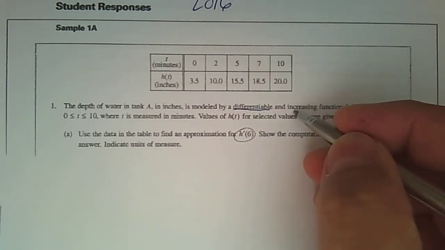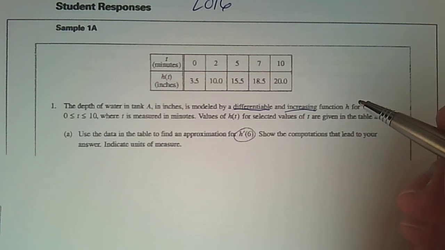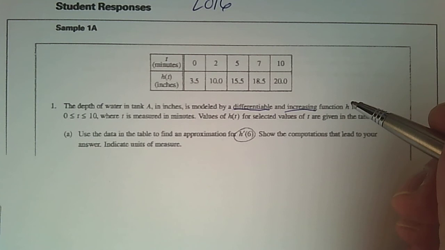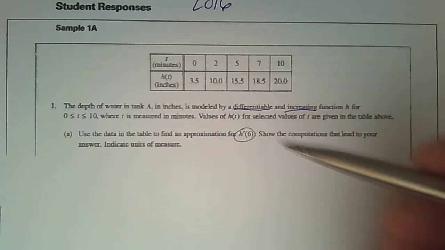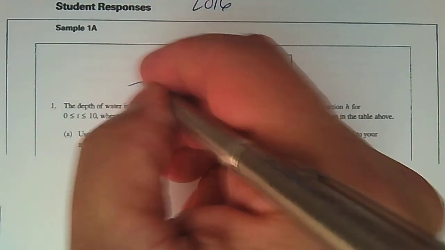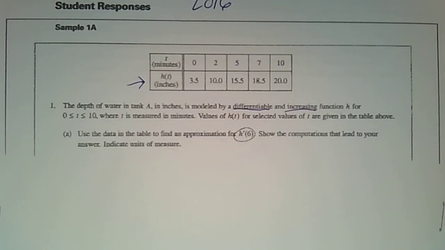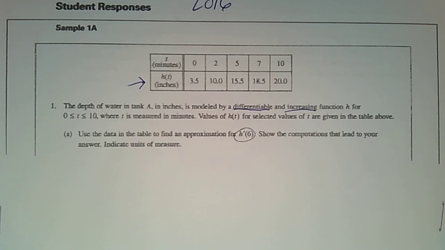So differentiable and increasing. So it's continuous and it's going up, up, up from 0 to 10, where t is measured in minutes and h is measured in inches. The values of h at t for selected values of t are given in the table above. So first of all, the first thing I look at is that this h, or my y value, is not a rate. So it's just inches, not inches per minute. So we take out a table of values of something like that.